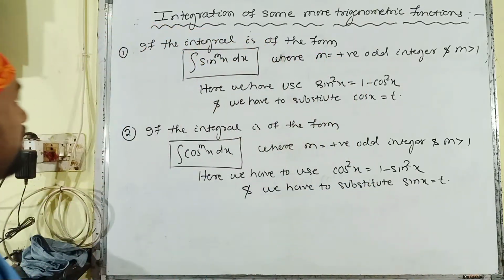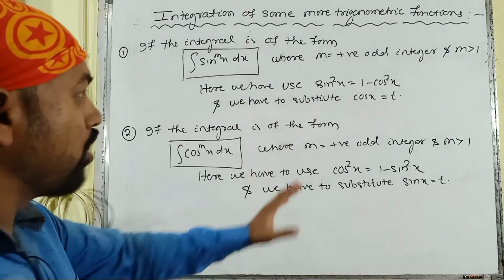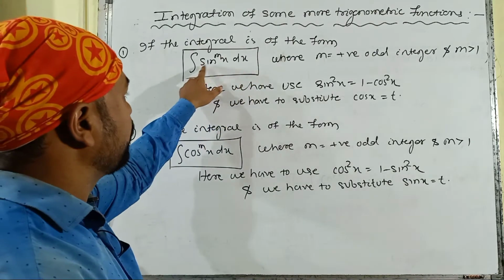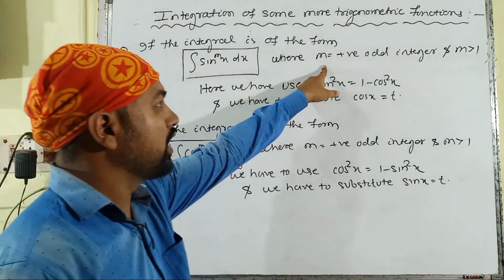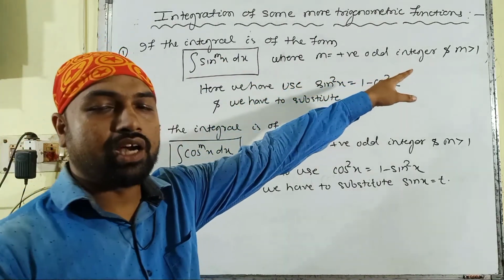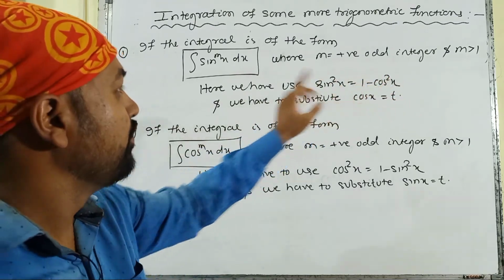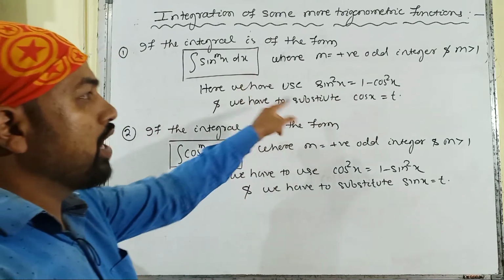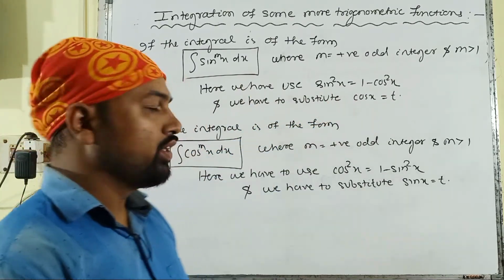And this is the definition or the procedure to solve this type of integrations. If the integral is of the form integral of sin to the power m x dx, and here m is a positive odd integer and the value of m is greater than 1, then here we have to use sin square x is equal to 1 minus cos square x, and then we have to substitute cos x as t.